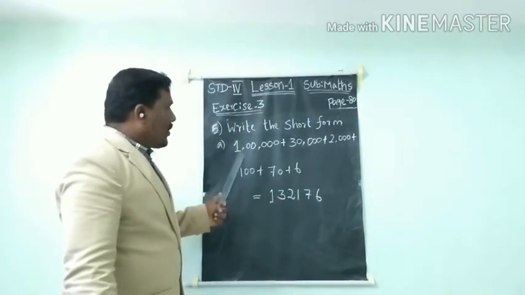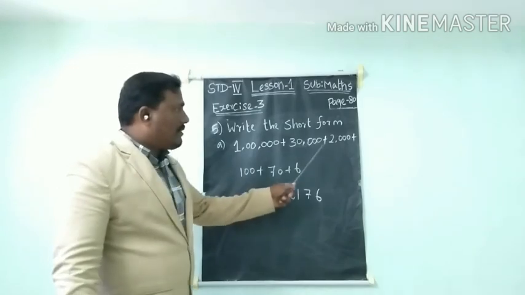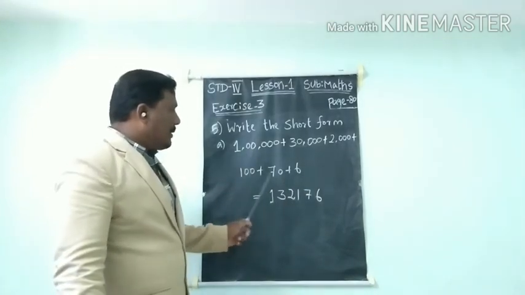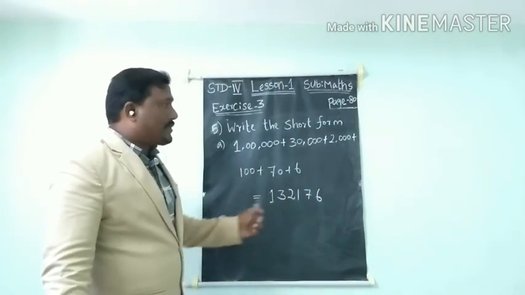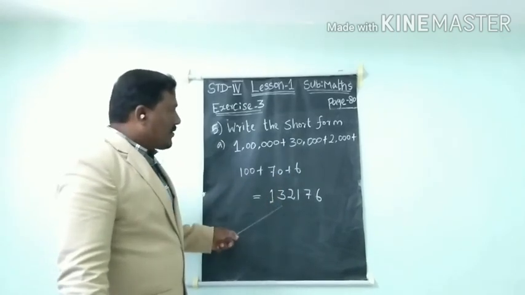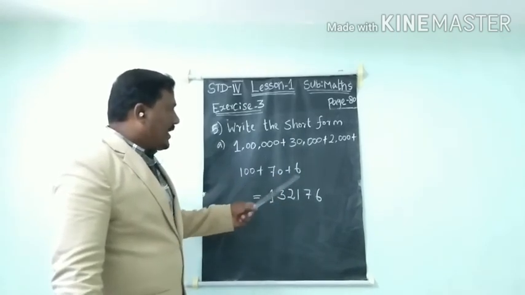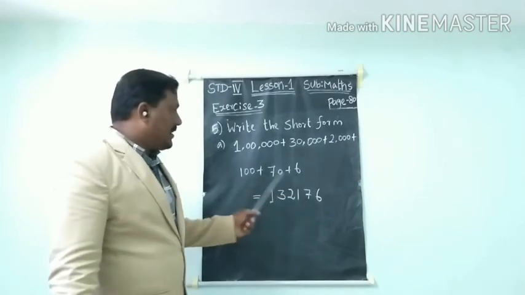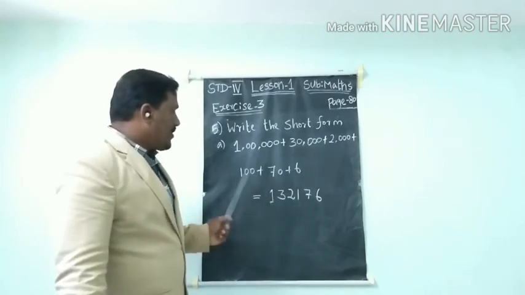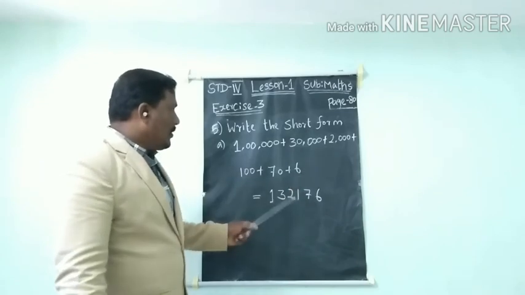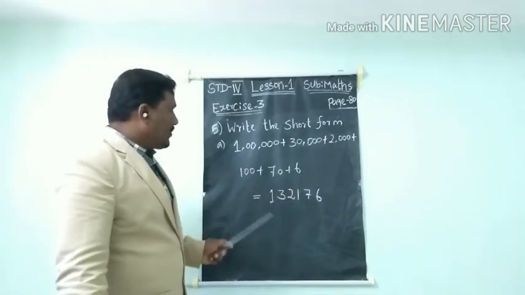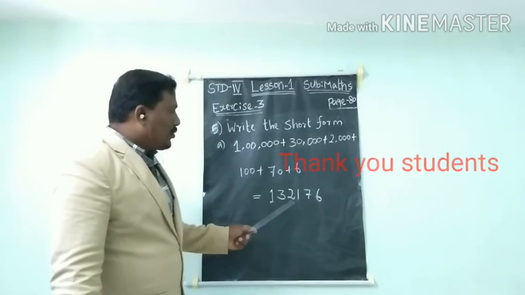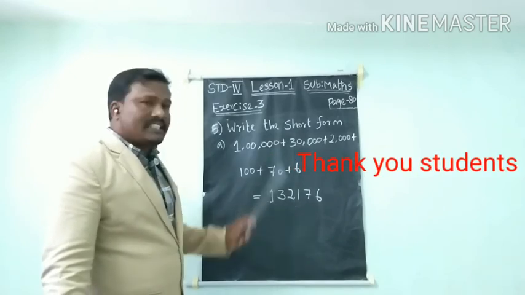Okay, so 1 lakh plus 30,000 plus 2,000 plus 100 plus 70 plus 6 is the expanded form. Now we want to find out the short form. So we take the starting initial digit only. Okay, so 6, 7. Okay, it's 1 and 2 and 3 and 1. So now 1,32,176. Okay.